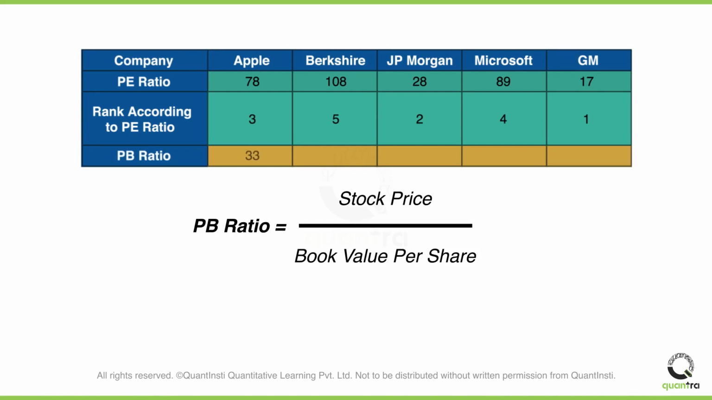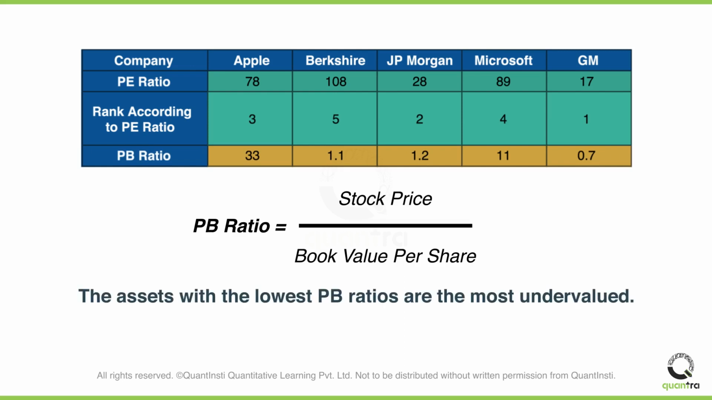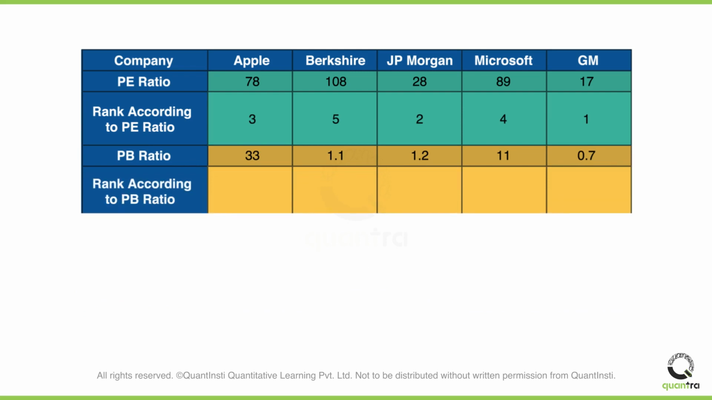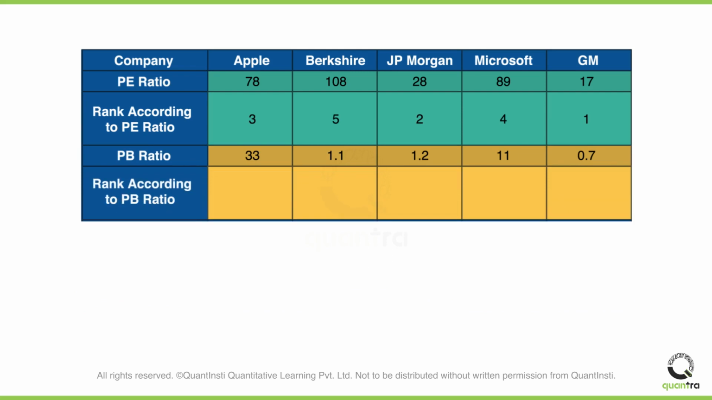Let's calculate the PB ratios of the 5 stocks now. Similar to the PE ratio, the assets with the lowest PB ratios are the most undervalued. Let's rank the assets according to the PB ratio. This is interesting. According to the PB ratio, GM and Berkshire are the top 2 undervalued stocks. But according to the PE ratio, it is GM and JP Morgan.